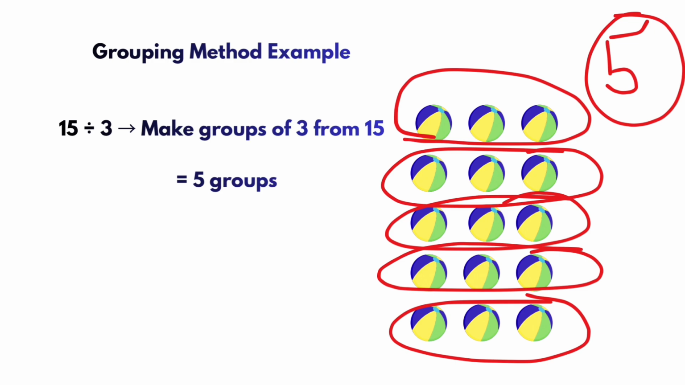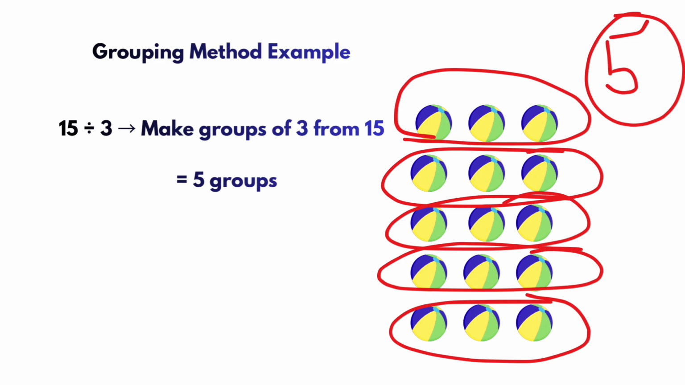Okay. Now we have one more example, the grouping method. 15 divided by 3 means we are making groups of 3 from 15. 5 groups we will make here of 3 items. 5 groups. Okay. That is the grouping method. You can understand the division.